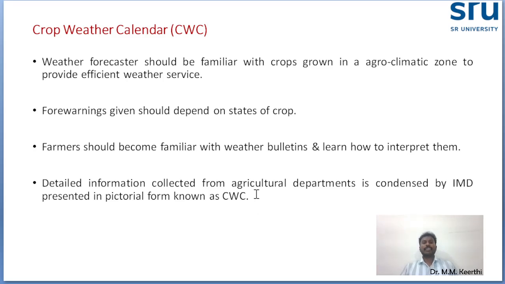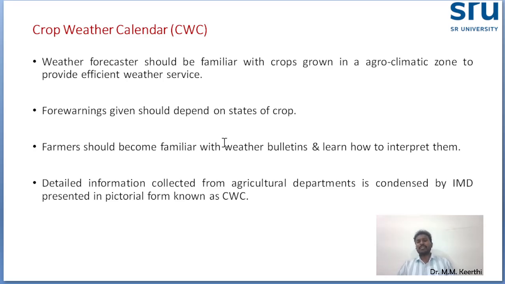Another thing is the crop weather calendar, CWC. Weather forecasting should be familiar with the crops grown in agroclimatic zones to provide efficient weather services. Here it is highly helpful for the farmers. Along with the crop phenological stages, the weather codes will be present. So that comes under the crop weather calendar.